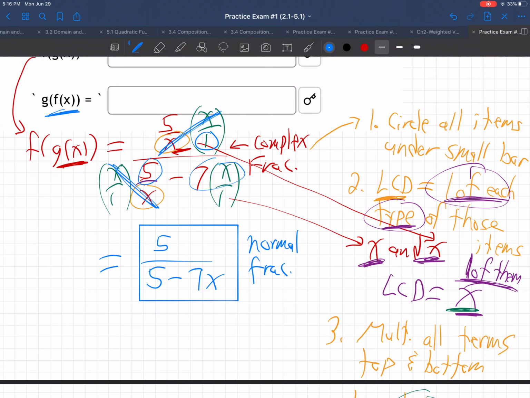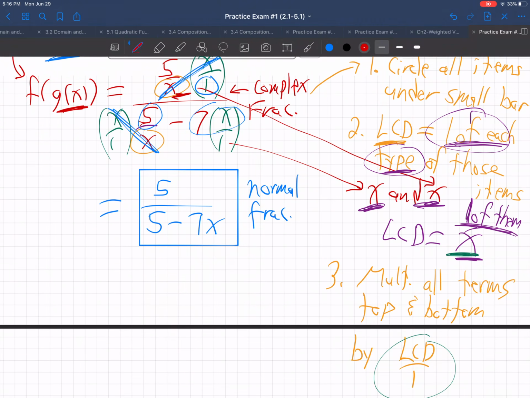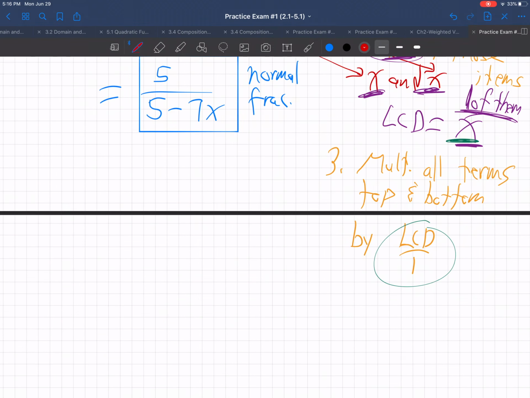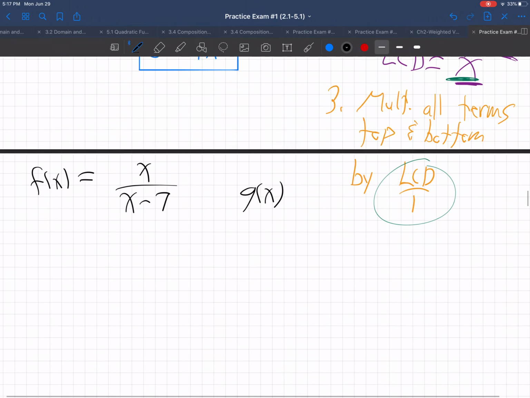Let's do g of f of x. So let's bring it down here and let's rewrite our functions. What was f of x? x over x minus 7. Okay. So here we go. f of x is x over x minus 7. g of x was 5 over x? Yeah, 5 over x.